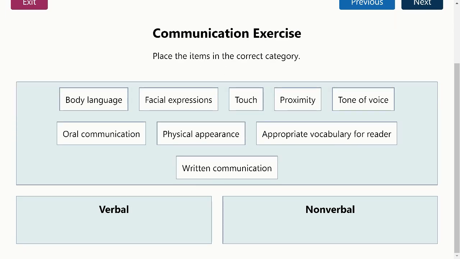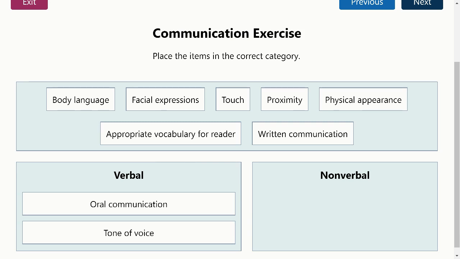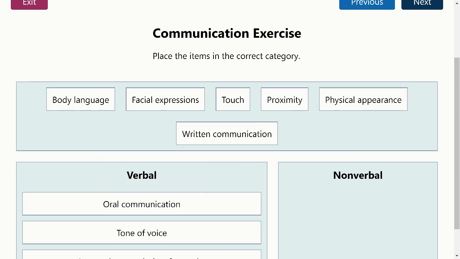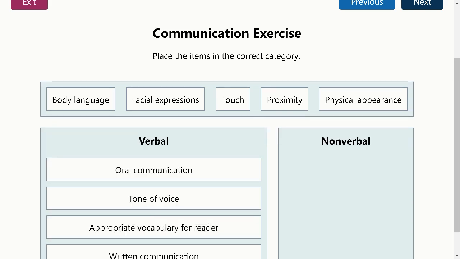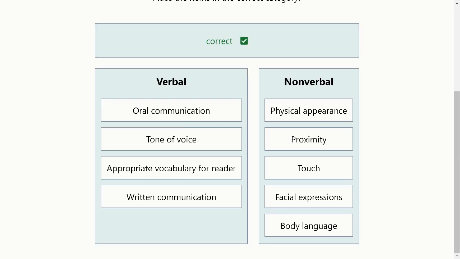All right. So what goes under verbal? Tone of voice. What else? Writing. Appropriate vocabulary for reading. Written communication. So all those go under nonverbal? All right, so for verbal, you've got oral communication, tone of voice, appropriate vocabulary for readers, written communication. Nonverbal, you've got physical appearance, proximity, touch, facial expressions, and body language.